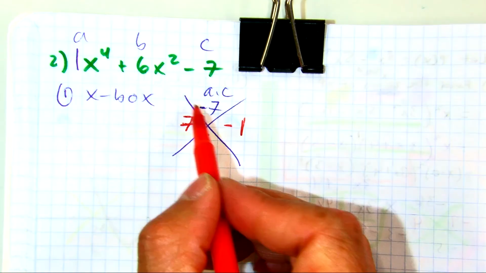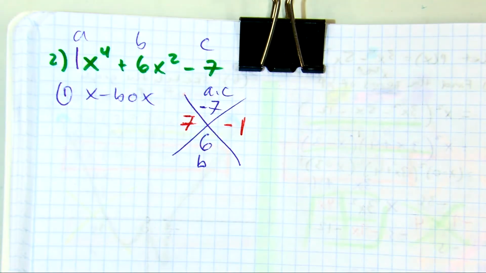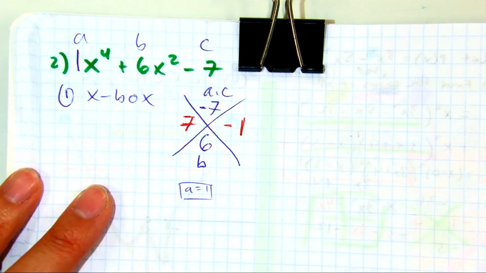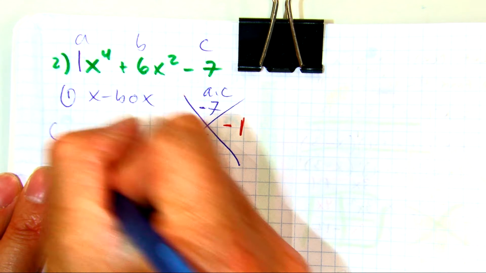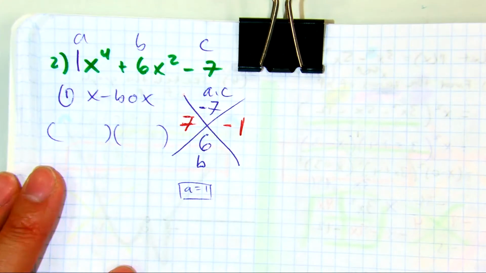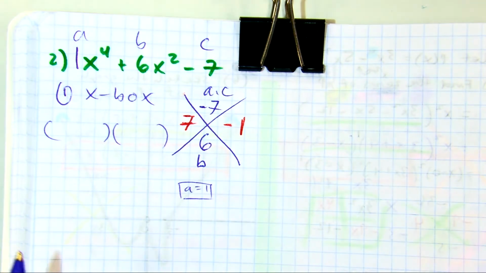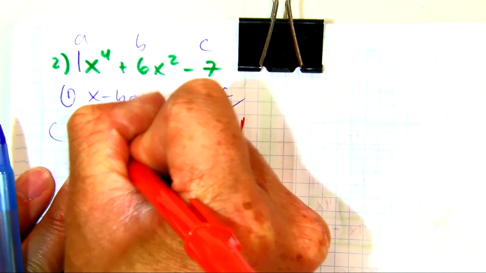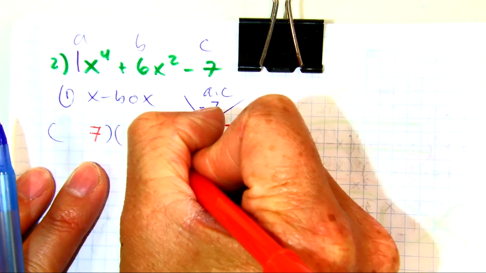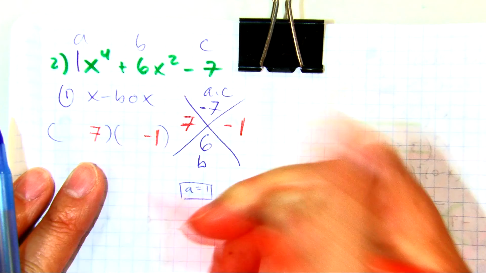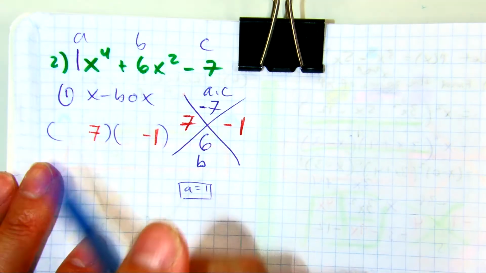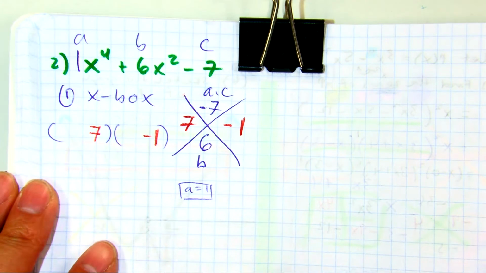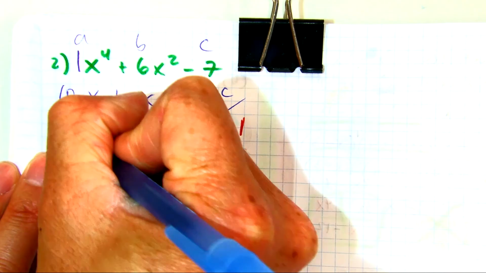Now, you only have to do this x thing when your a value is equal to 1. So if I factor it, I'm going to have 7 and negative 1. Now, normally you would have written here x. What do you think I'm going to write here? X squared.